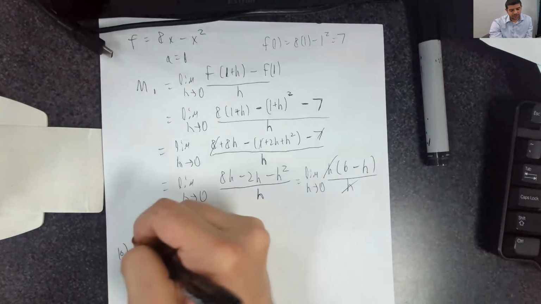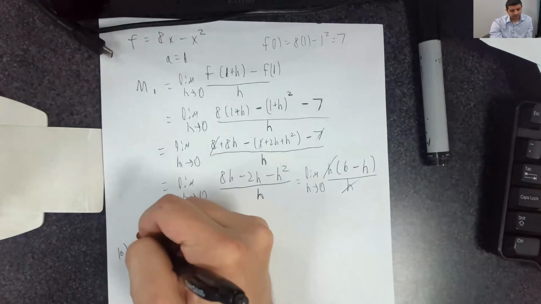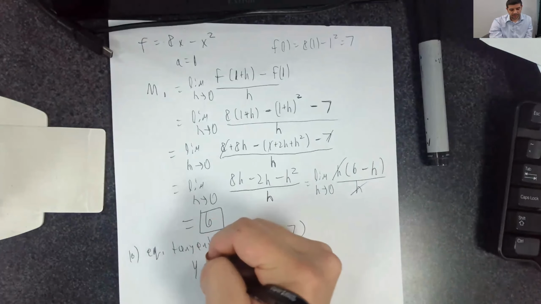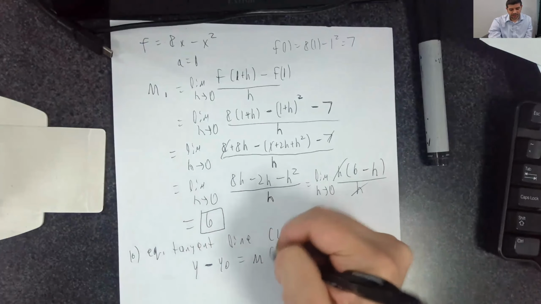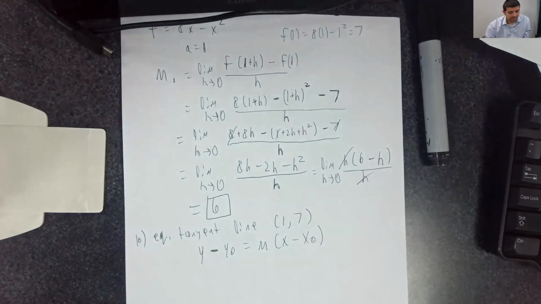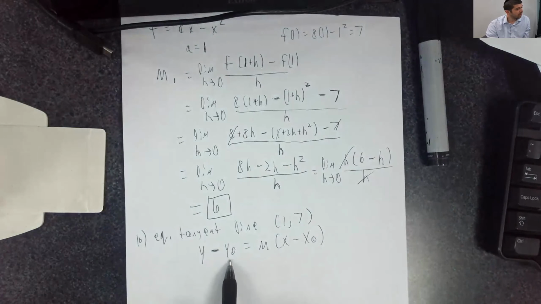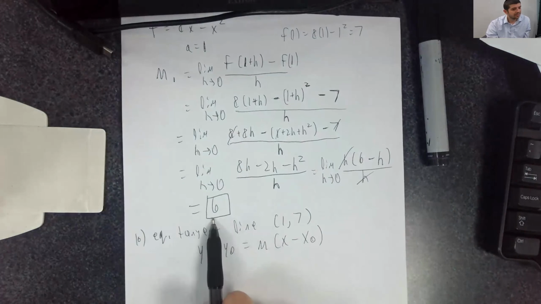Part B, they always want you to get the equation of a tangent line. The point they gave you is 1 comma 7. And we need y minus y naught is equal to m times x minus x naught. You'll see all these problems. They'll ask you, tell me the actual line. What do I put for y naught? 7. What do I put for m, the slope? 6. Did everyone say 6?